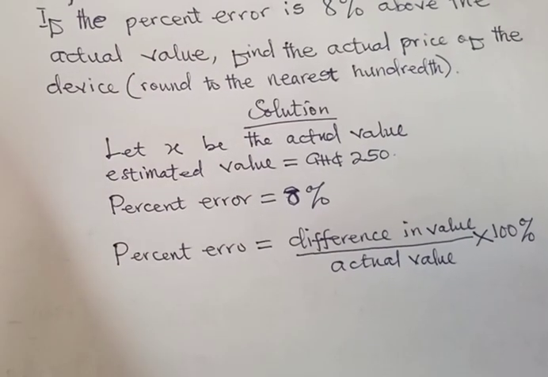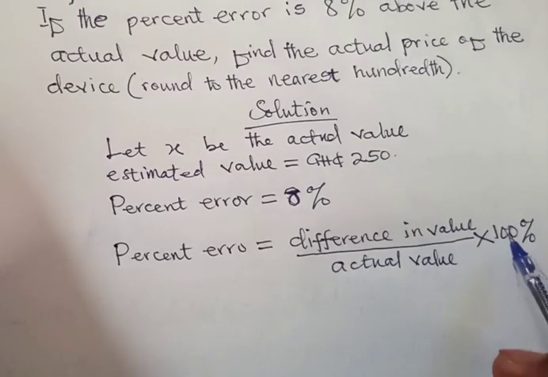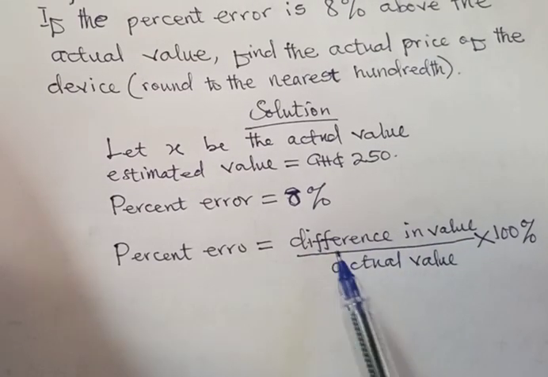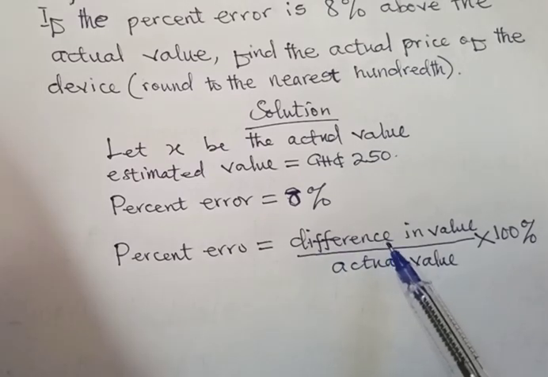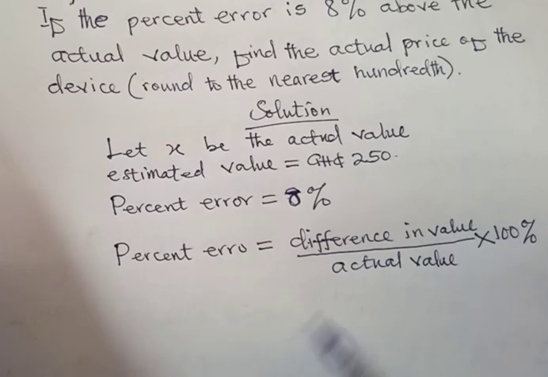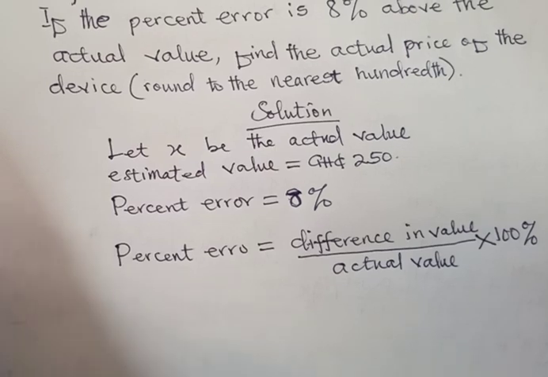This is the formula for finding this. But how do we find difference in value? Difference in value is calculated and it is the same as the absolute error. Take note of that. In the beginning, I said difference in value is the same as what? Absolute error. Okay, great.